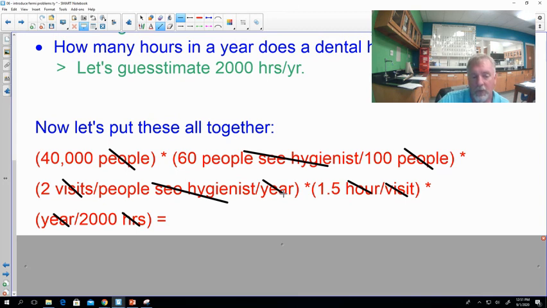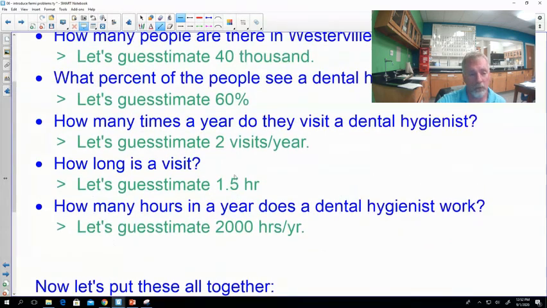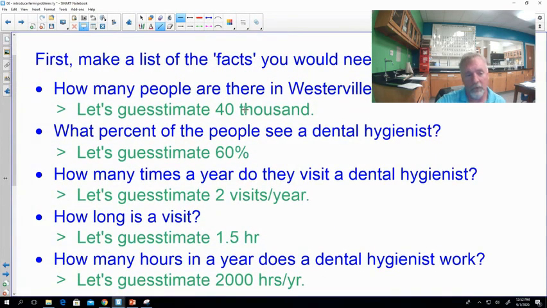Well, because we just asked how many hygienists do we need? So we multiply all our numbers together. What do you come up with? I came up with about 36 hygienists would be needed to handle the people of Westerville. Again, I have no idea how accurate that number is, but all these estimates I put together here were reasonable. I think we could say it's definitely in the ballpark, with 40,000, 60%, et cetera. That's what we mean by Fermi questions.